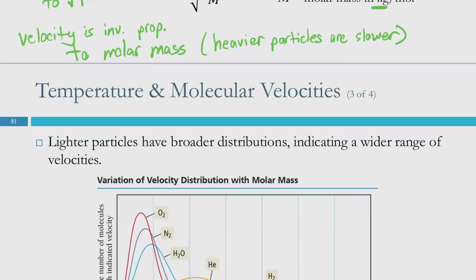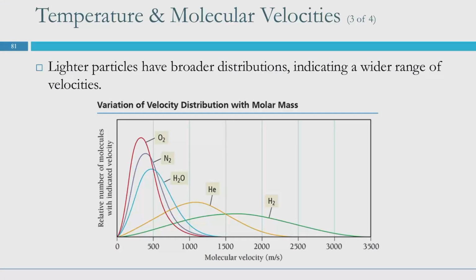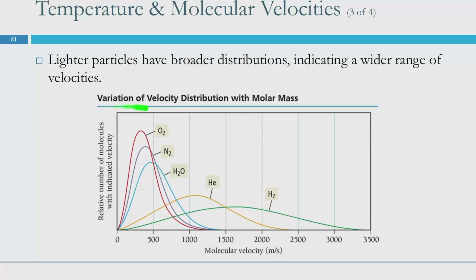Okay, and we've got some graphs. So the graph that we're looking at here is velocity distribution with respect to molar mass. On the x-axis we've got our molecular velocity, the speed of our particles in meters per second. So we're going from not moving all the way on the left side to moving really, really fast on the right side. And on the y-axis, our vertical, this is our number of particles with that velocity. So if you see a high value, we've got a lot of particles at that speed. If you see a low value, we don't have very many particles at that speed.